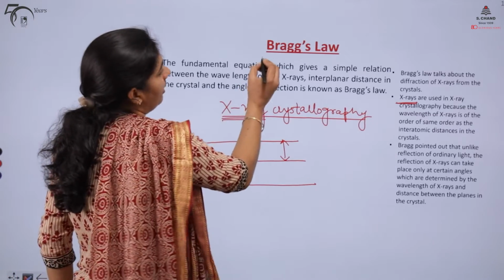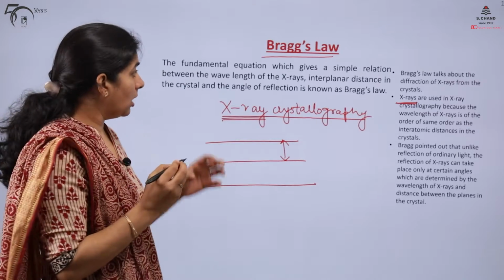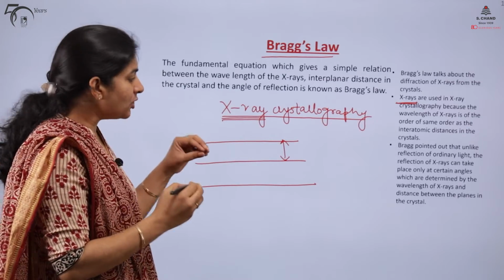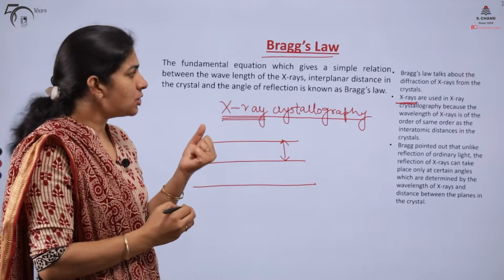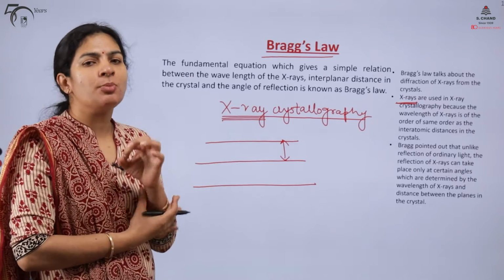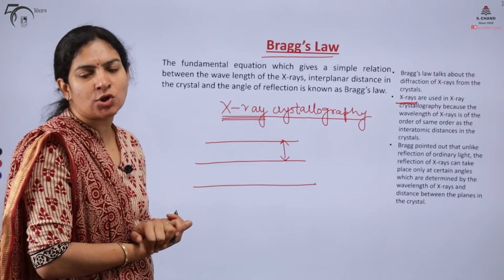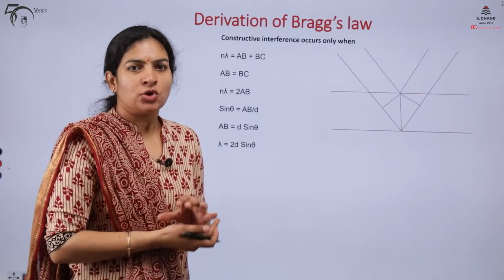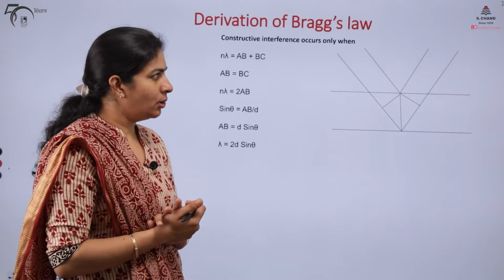Now there is a fundamental law which is called Bragg's law. It is the law which gives us a very simple relationship between the wavelength of the X-rays, the interplanar distance, and the angle at which the reflection will take place. So let me quickly derive the mathematical expression for Bragg's law.